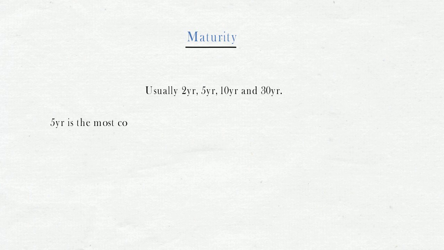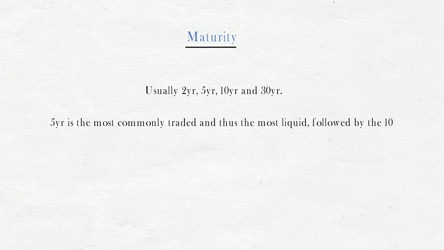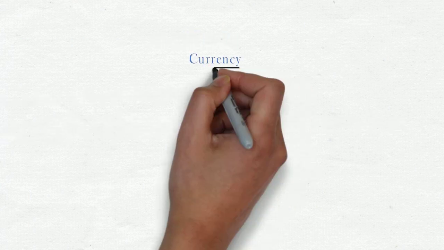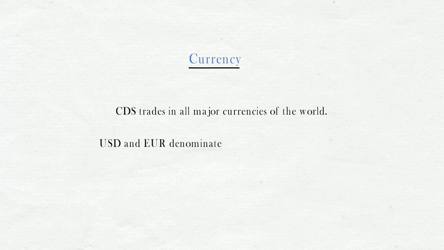CDS contracts usually have maturities of 2 years, 5 years, 10 years, and 30 years. Of these, 5-year CDS is the most commonly traded and therefore the most liquid, followed by the 10-year. Lastly, CDS trades in all major currencies of the world, but most common are the ones denominated in US dollars and euros.